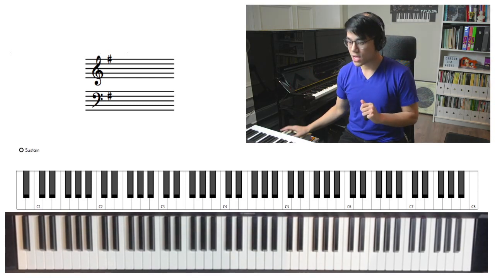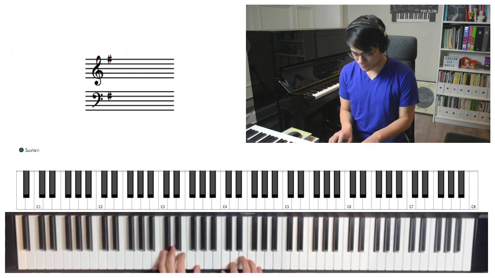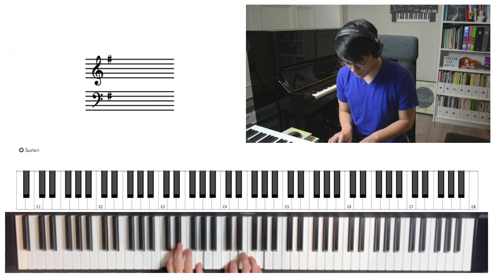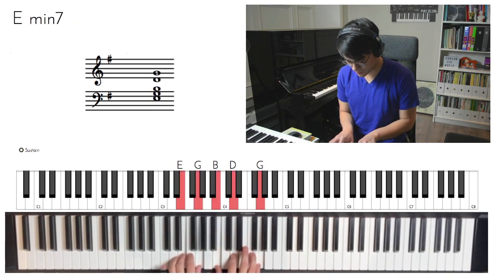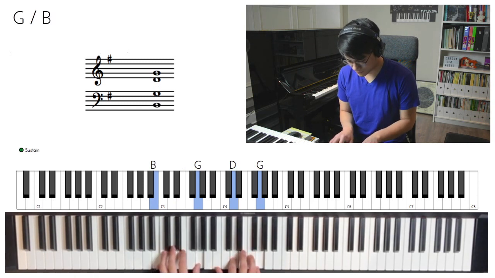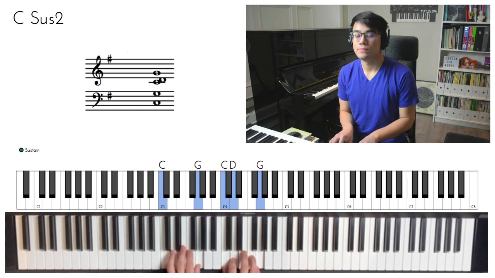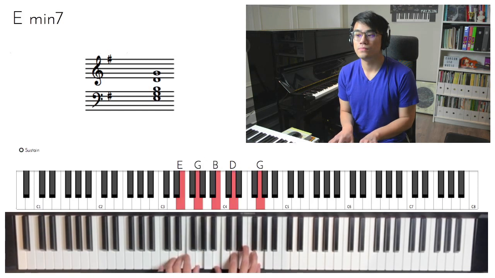So in that case, I might try it to be something like this. Let's do Psalm 23, a psalm of David. The Lord is my shepherd, I shall not want. He makes me lie down in green pastures. He leads me beside still waters. He restores my soul. He leads me in paths of righteousness for his name's sake. Even though I walk through the valley of the shadow of death, I will fear no evil, for you are with me. Your rod and your staff, they comfort me.